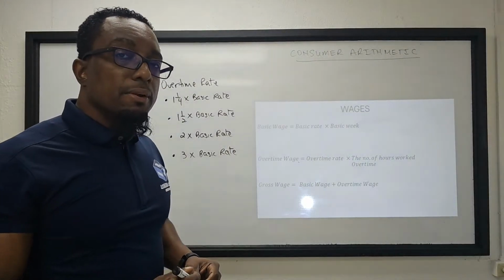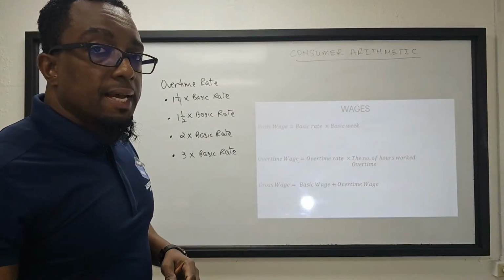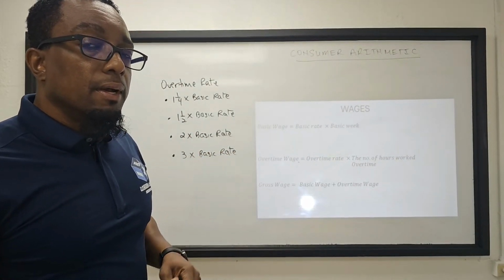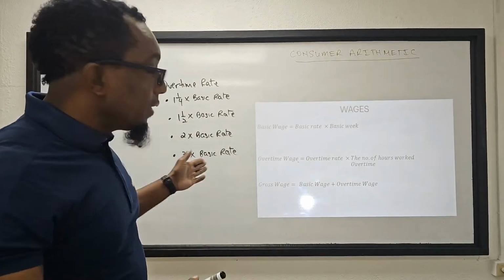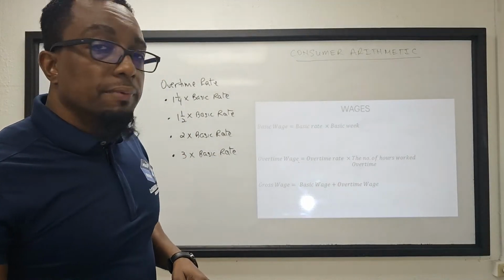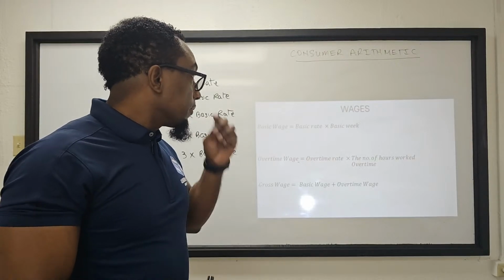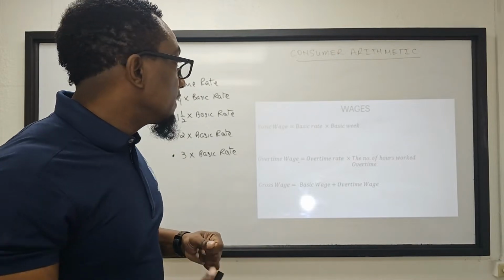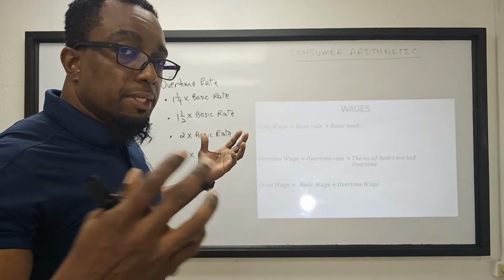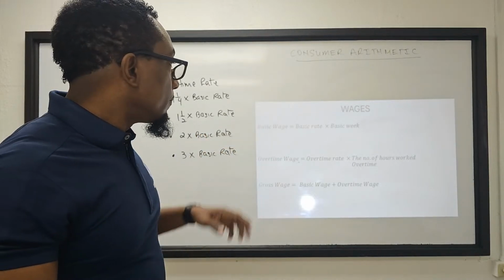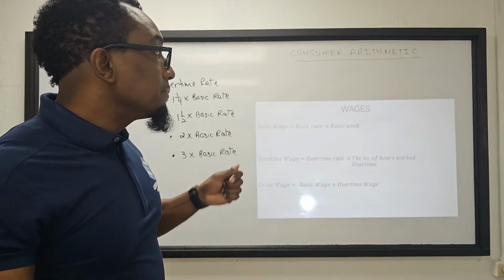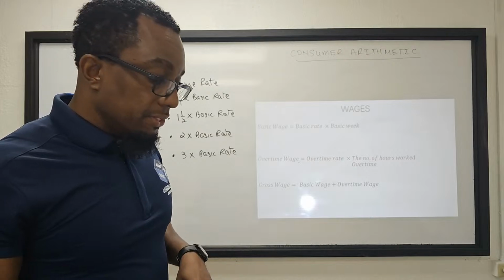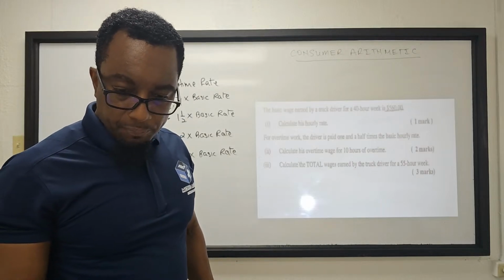So when it comes to the rate for overtime, this is what we use depending on what is given, what they ask for in terms of the overtime rate. There are 4, and we can use this to help us to determine what's the overtime rate. And of course, the gross wage is your basic wage plus your overtime wage. So gross wages simply adding 2 wages. So overtime wage will be the overtime rate times the number of hours worked overtime. Basic wage will be your basic rate times the basic week. So let's look at some questions.